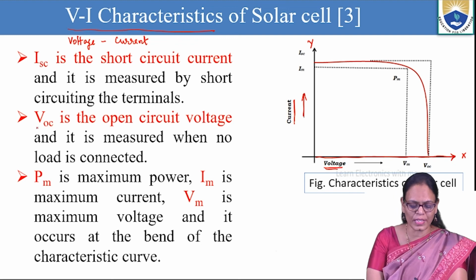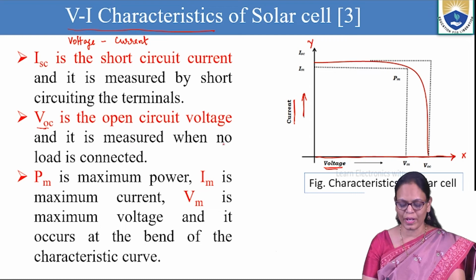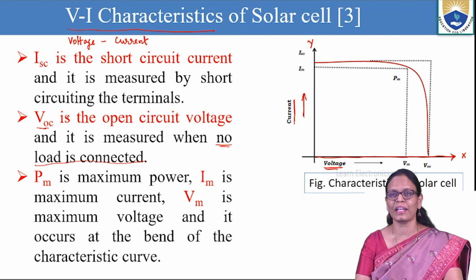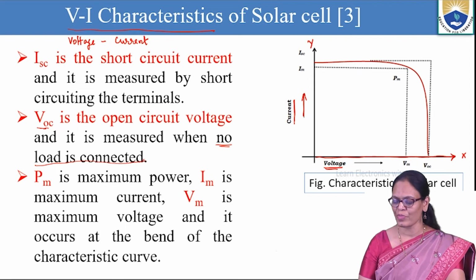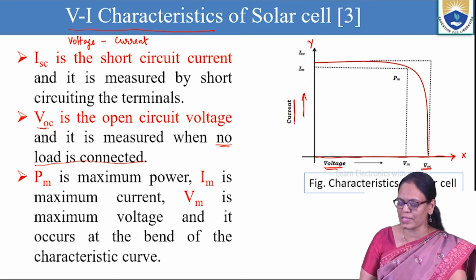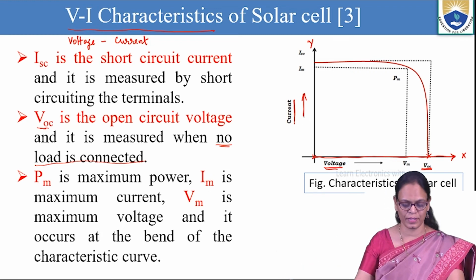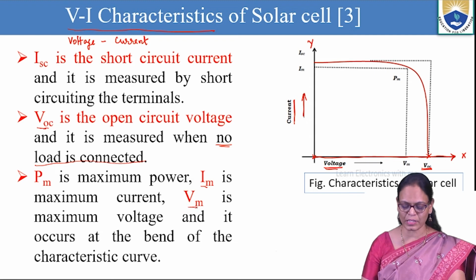VOC is the open circuit voltage, and it is measured when no load is connected. So what is open circuit? The name itself says it is open, meaning no load is connected. Here in the diagram, VOC is the open circuit voltage. At this particular voltage, the current is 0, meaning there is no current. So when there is no load connected, there is no current. Then PM is the maximum power, IM is the maximum current and VM is the maximum voltage.